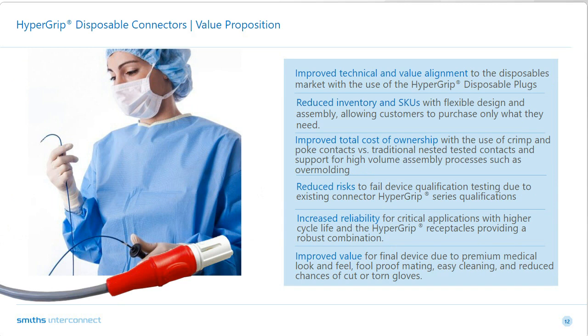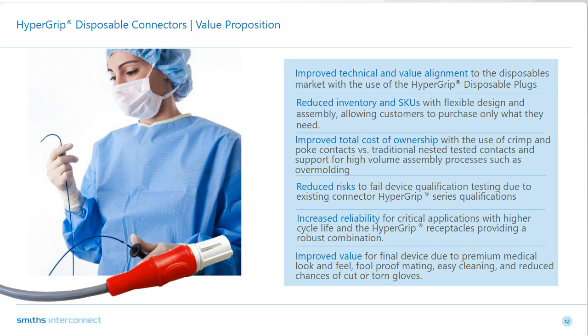We also support the reduced skew because we are backwards compatible with our plugs, allowing you to use any of the keying systems on the traditional Hypergrip. We also have an improved total cost of ownership, again, back to that crimp and poke contacts versus the nested. It's much easier, faster to use, and easier to automate for high volume. And we also support high volume processes such as overmolding.